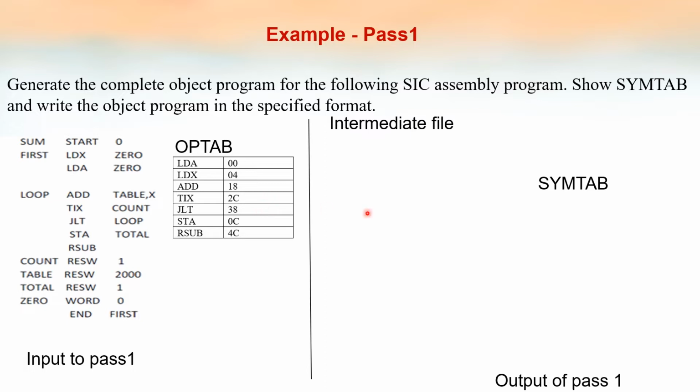It requires two passes. So why does it require two passes? We can see the example. This program itself we consider. See the first line, SUM START 0. That need not be converted into object code because it is an assembler directive, START. So there is no object code for assembler directives.